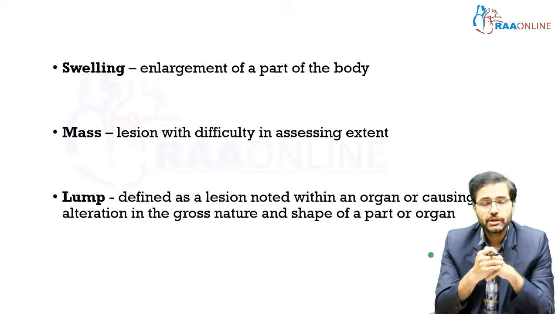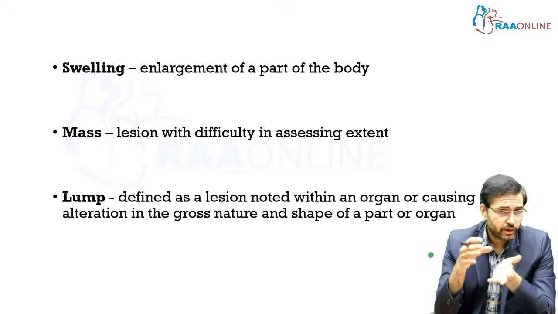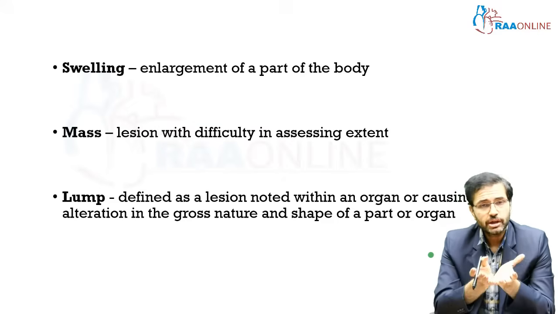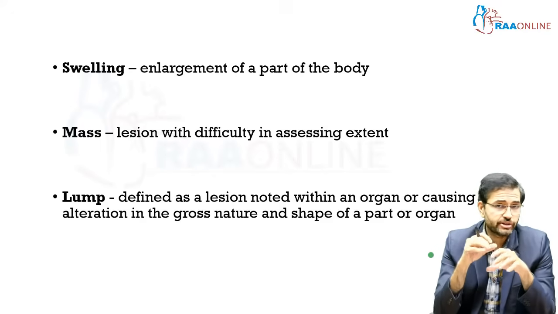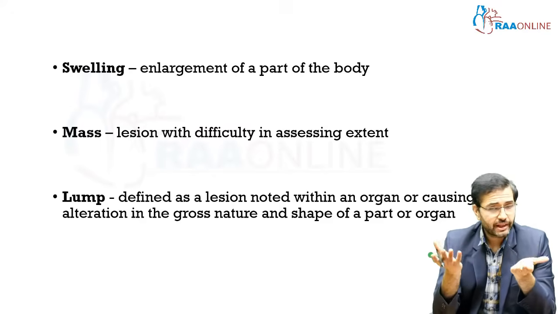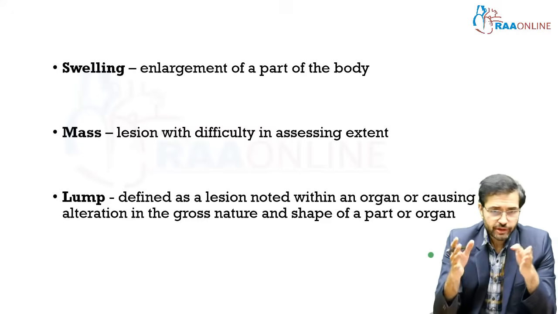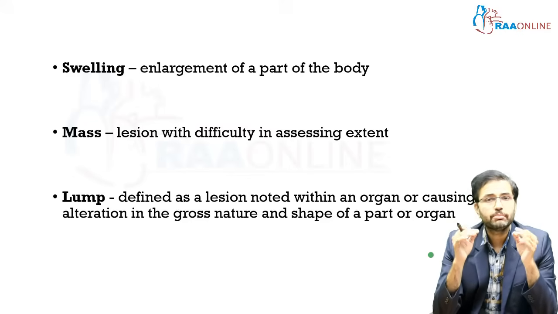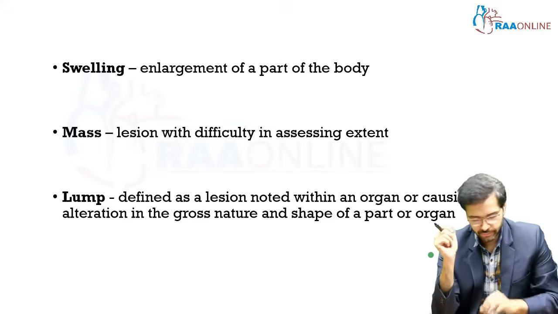For example, if you have a breast lump, the organ here is the breast. If you have a lump or a lesion within an organ, it is going to cause a distortion in the physical architecture and shape of the organ in which that lesion is present. Breast lump, like I said earlier, is the most common lump that we encounter. Before we proceed further, it is very important that we have a basic understanding of these three terminologies: what is a swelling, what is a mass, and what is a lump?